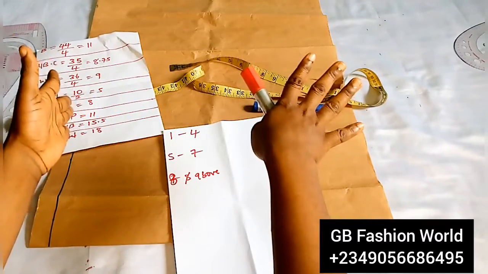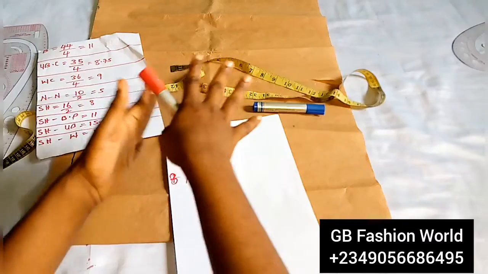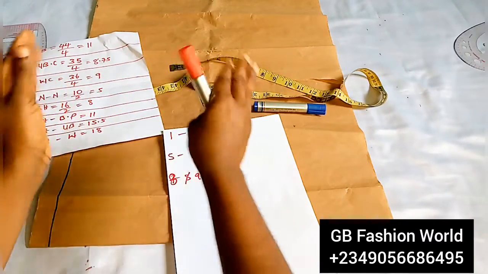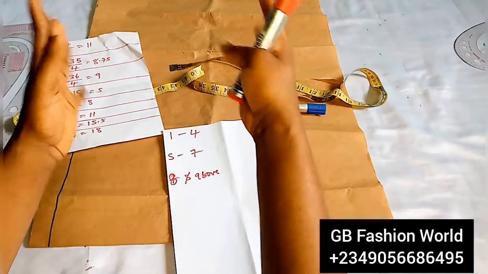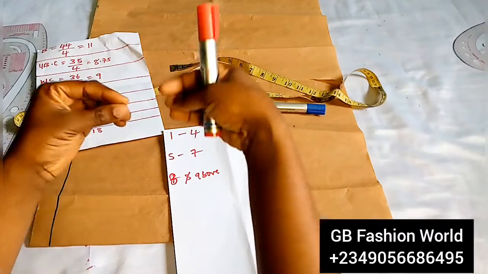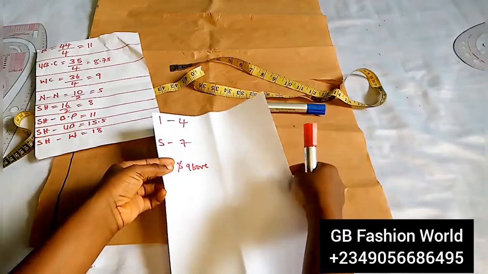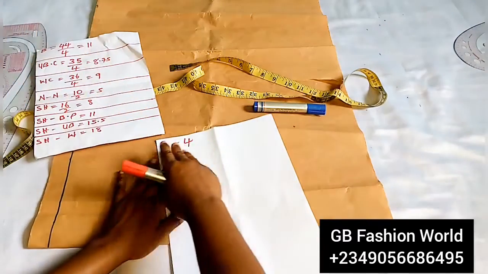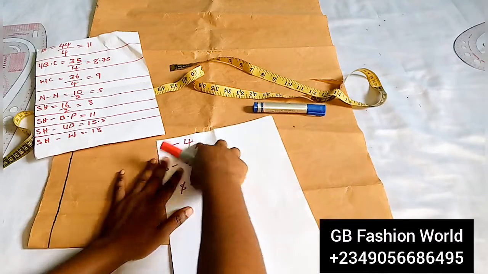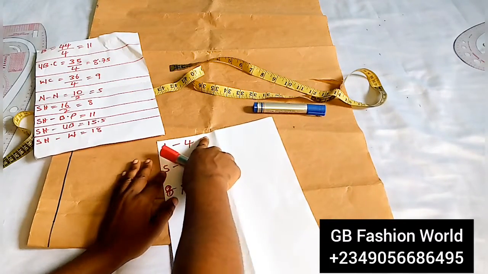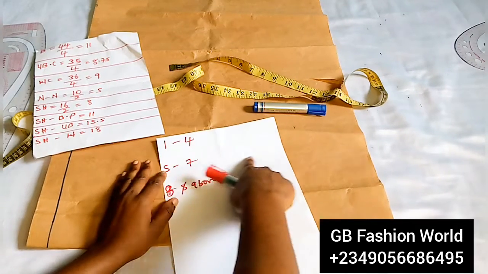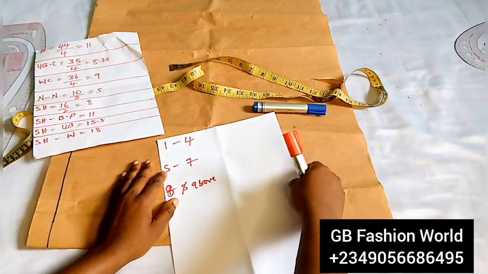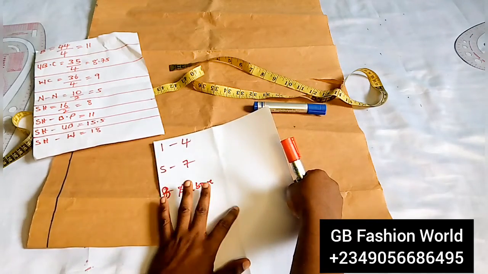Some people are fat but they are not busty, they have small breasts, so they are not busty. Some people are slim but they have full breasts, so those people are busty. So we're not talking about fat people, we're talking about people that are busty. So 1 to 4 is below average, 5 to 7 is average, 8 and above is above average. So it's obvious the person is busty.